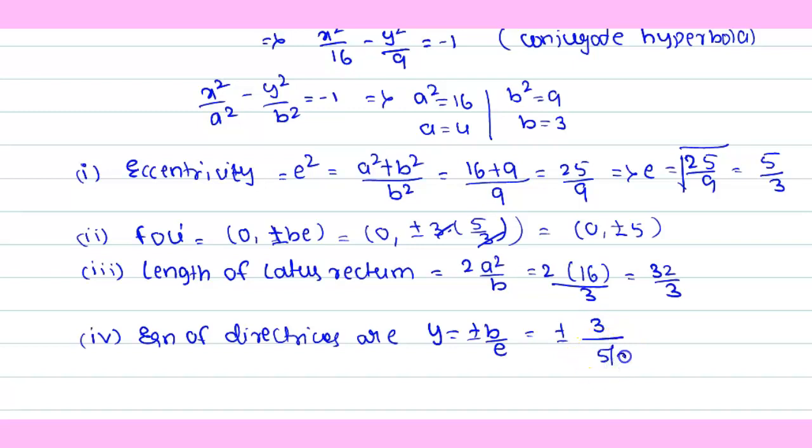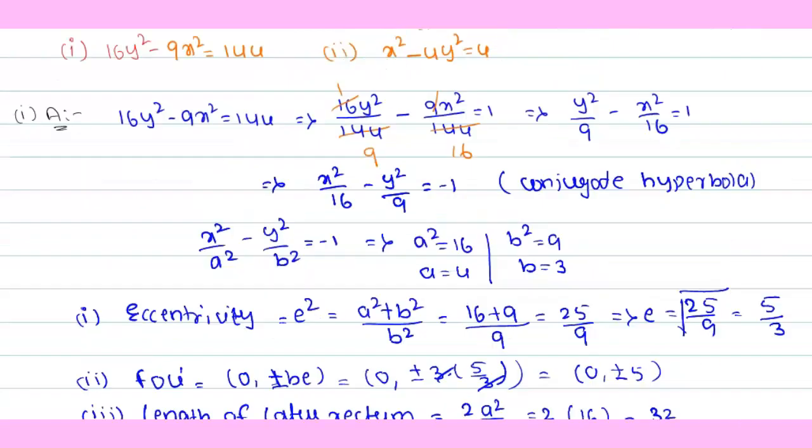E value is how much? 5 by 3. This 3 will go to the numerator, right? So plus or minus 3 into 3, 9, by 5. So y is equal to plus or minus 9 by 5. These are the conditions he is asking for in the first bit. Okay, so now let us go for the second question.